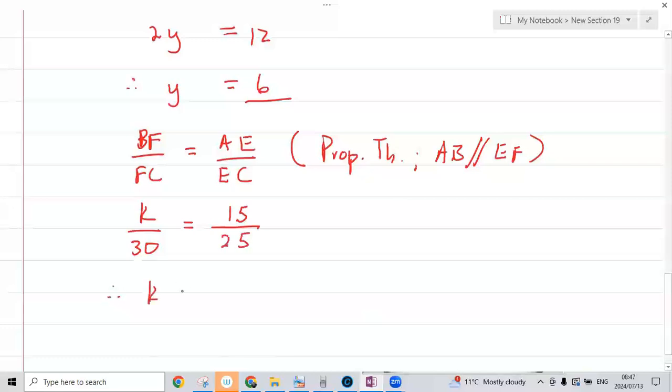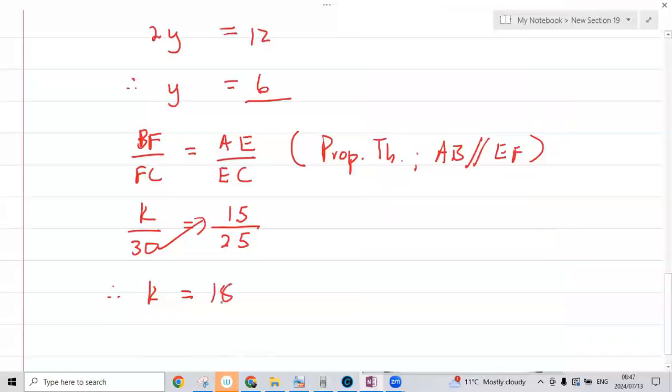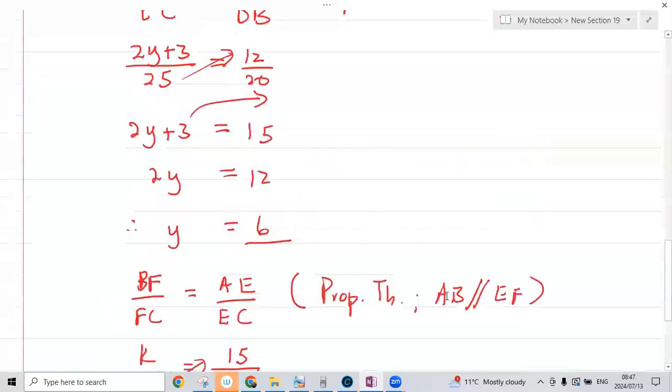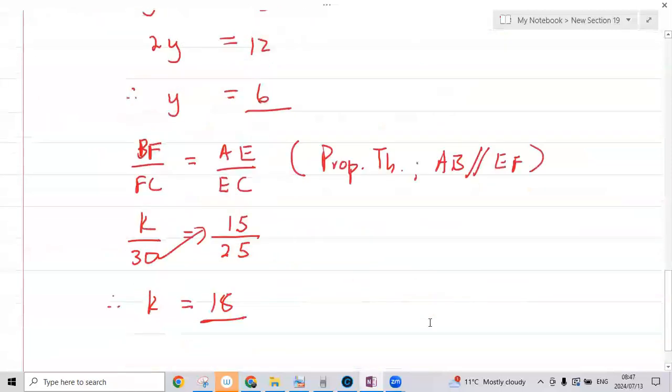Therefore, K equals 2. So we're going to cross multiply there. 30 times 15 over 25. Let's put that in the calculator. That'll be 30 times 15 all over 25 equals to 18. So therefore, K is equal to 18. Right, so that's the first two examples done. Okay, so that's the prop theorem. So learners, it's important for us to make sure that we understand our theory and our application comes after that there. Okay, let's look at our next example.